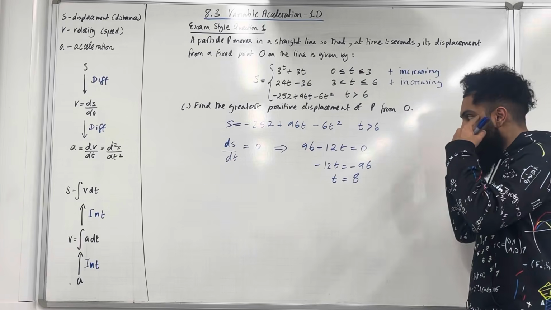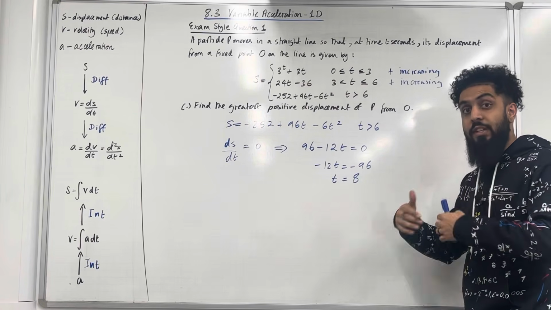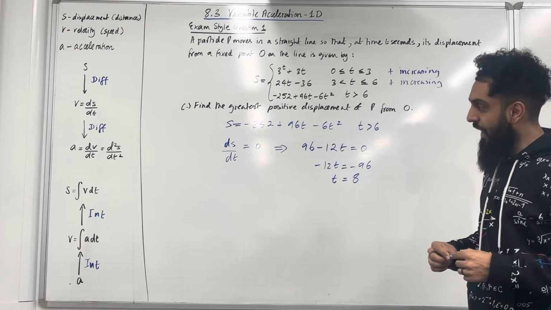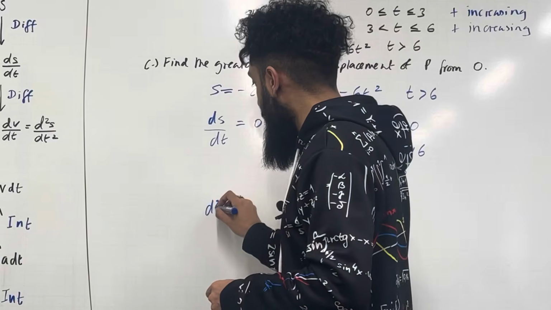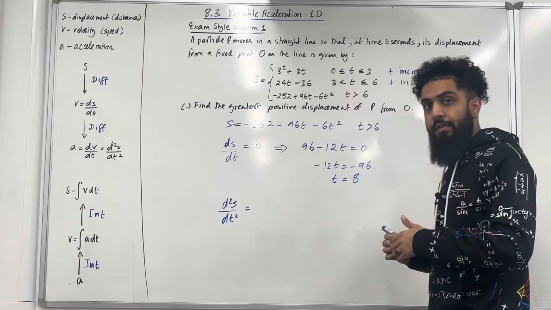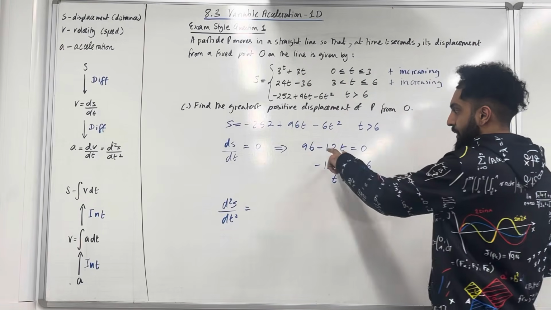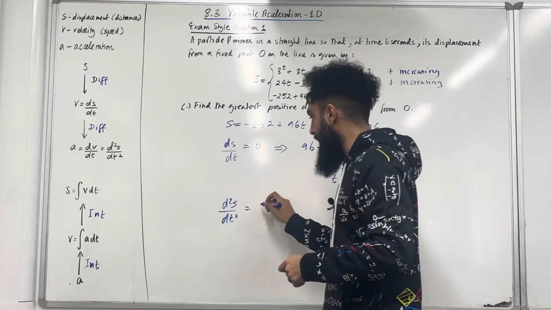So what we're assuming is that the displacement is a maximum when t is equal to 8. We can check this by using the second derivative test. So d²s over dt² will just be the derivative of the first derivative. This was my first derivative. If I differentiate this, I just get minus 12.